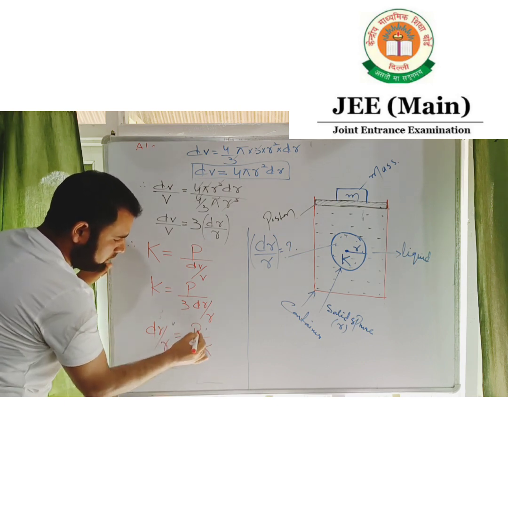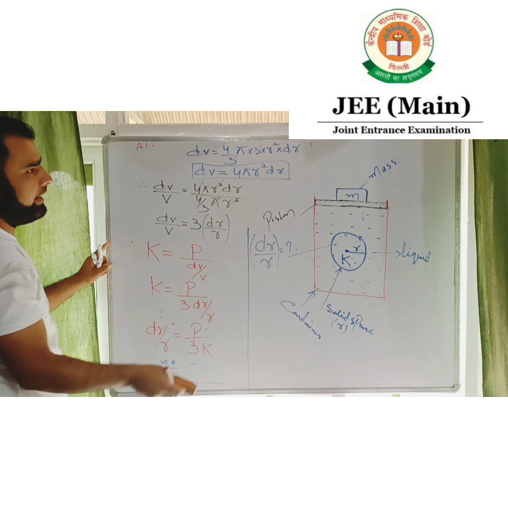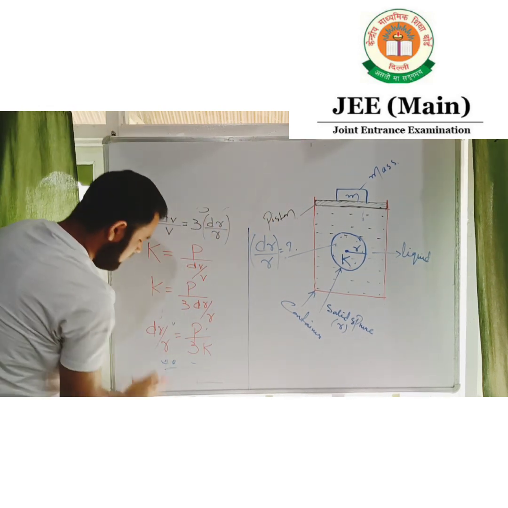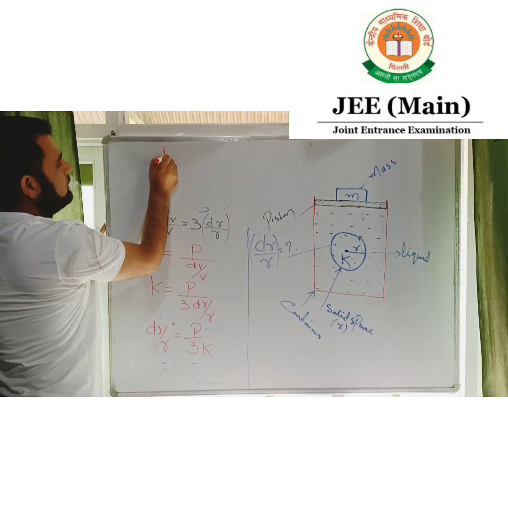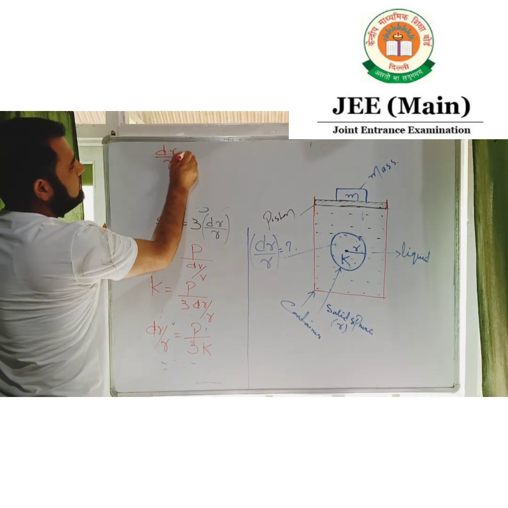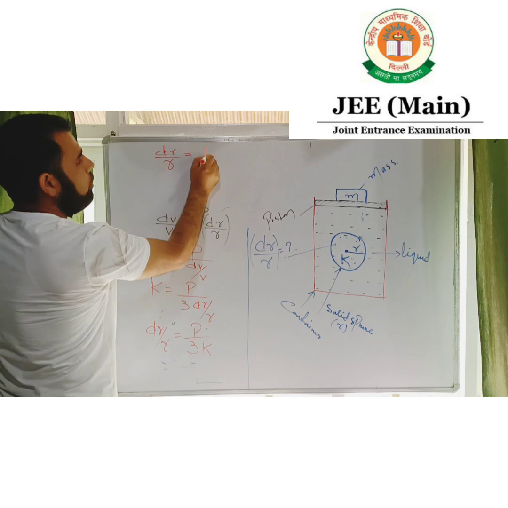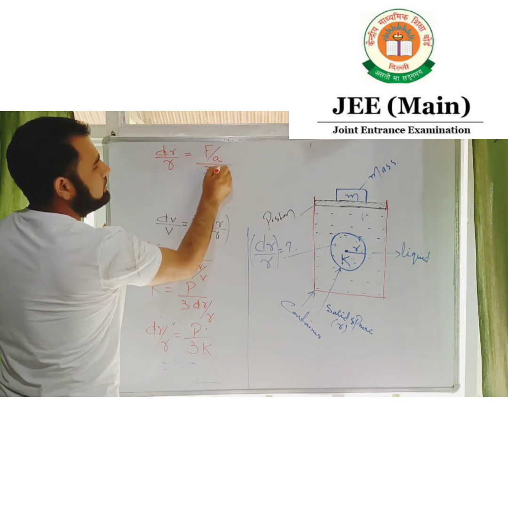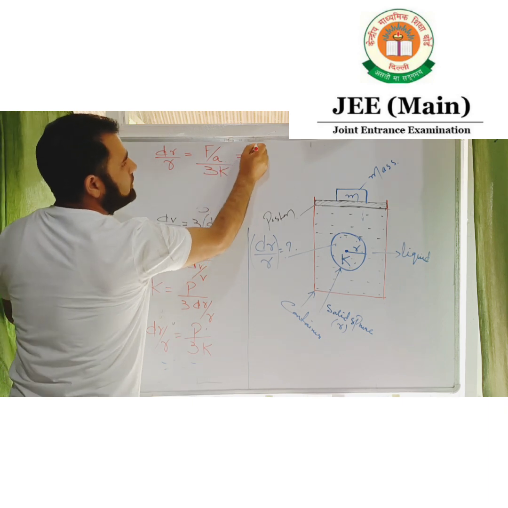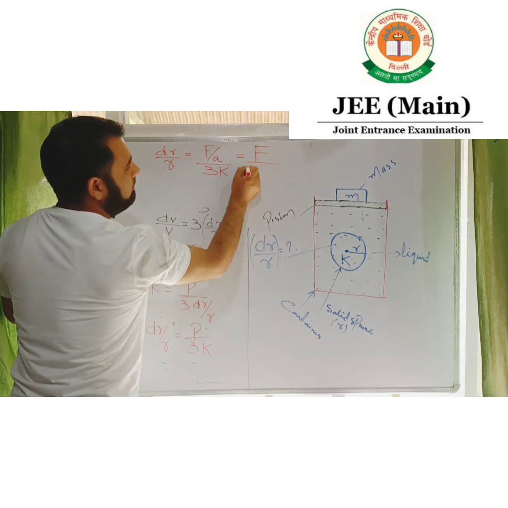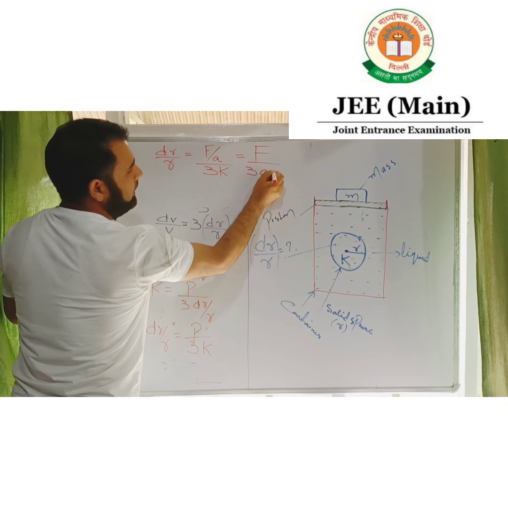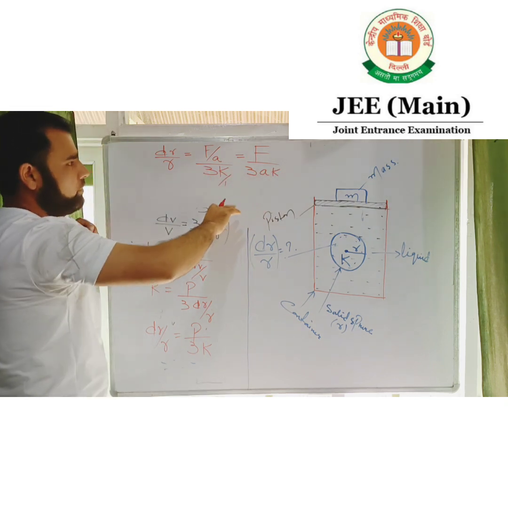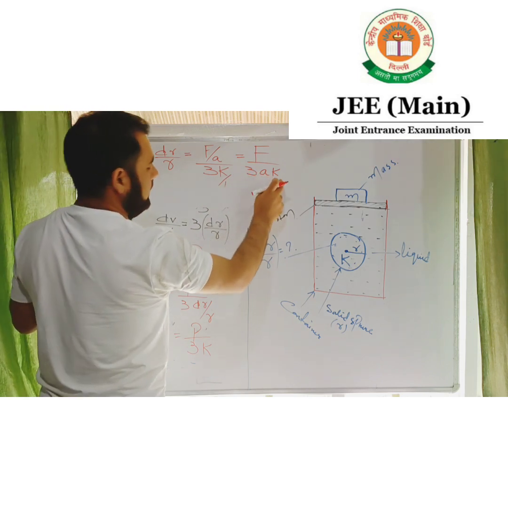Now you know the pressure is force by area. Continuing this, dr by r is simply equal to the pressure, force per unit area, divided by 3 times the bulk modulus. So it is equal to F divided by 3AK, by dividing this one and taking the reciprocal.